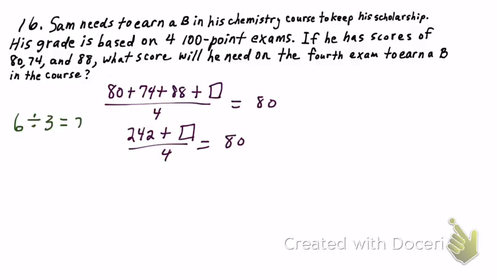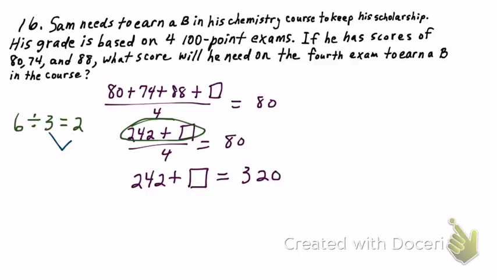Think about this. If you have 6 divided by 3 equal to 2, then it must also be true if you go in reverse. Notice 3 times 2, or 2 times 3, should equal 6. So in this case, look at our numerator. If you take that and divide by 4 and you get 80, it must be true that 80 times 4 is going to equal that numerator. So 80 times 4, that's 320.